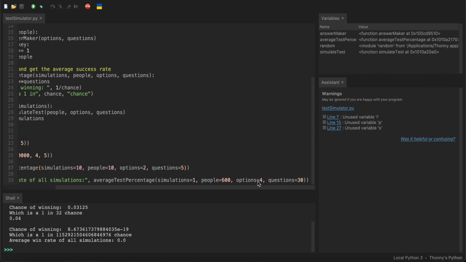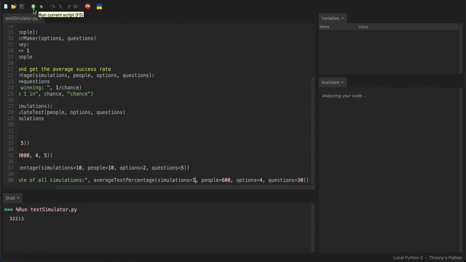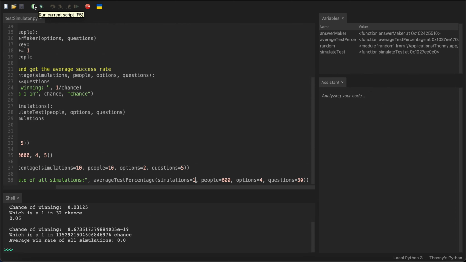Now, this next line is representative of the test I took. The test I took only had 30 questions, and like I mentioned, each one only had 4 options, and my class size is about 600 people. And I'm only doing one simulation because we only got one shot at the test. So when I ran this, you can see that our chance of winning is astronomically low. This is a super small number, and it tells us this is about a 1 in 1.1 quintillion chance. With only 600 students in the class, you can almost guarantee that every single student is getting something wrong. And so the win rate you can see is consistently zero. It would be very, very rare to see this be anything but zero.